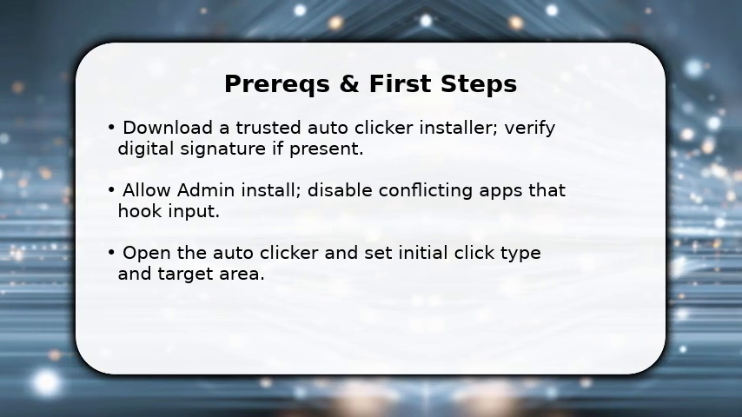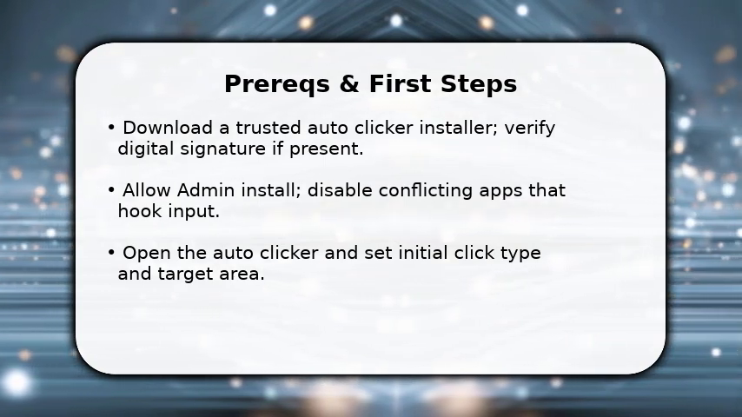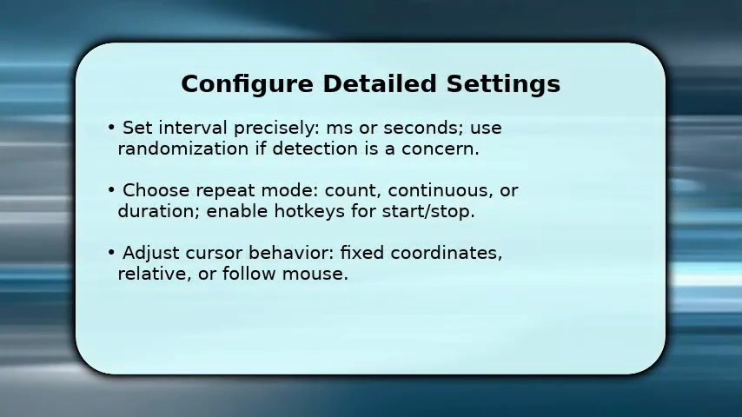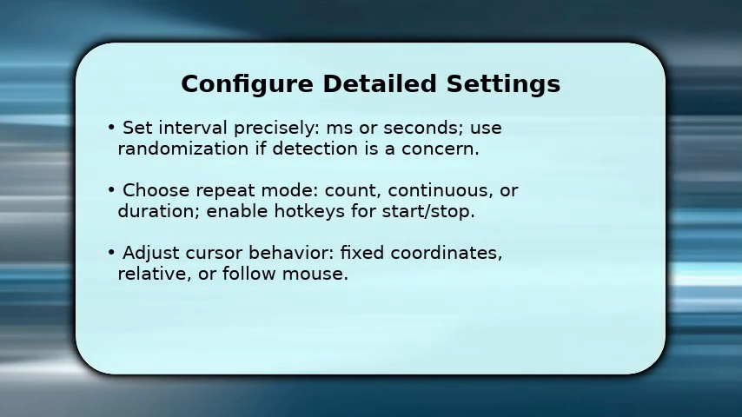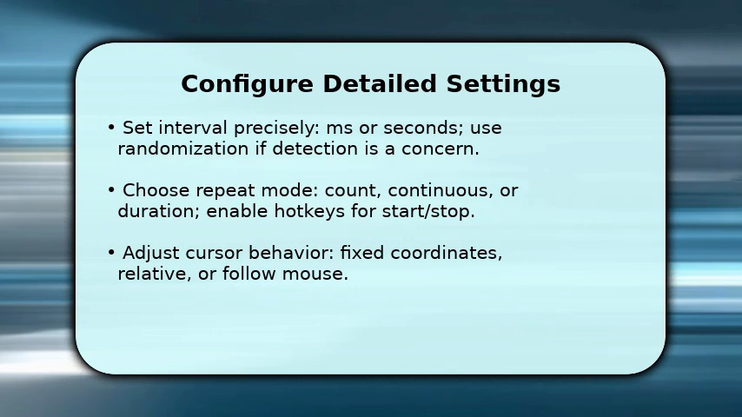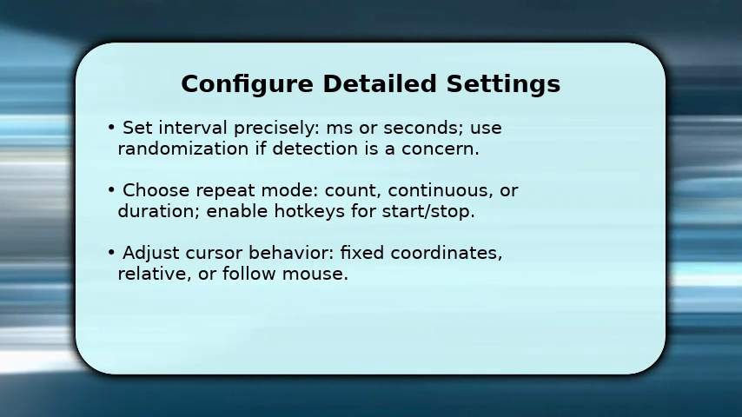Once done with basics, dive into the middle configurations. Set the interval in milliseconds for precision or seconds for perceptible delays, and toggle randomization to mimic human timing. Next, pick a repeat mode, a fixed count for predictable runs, continuous for long sessions, or a duration for timed tasks, and assign reliable hotkeys so you can pause instantly.